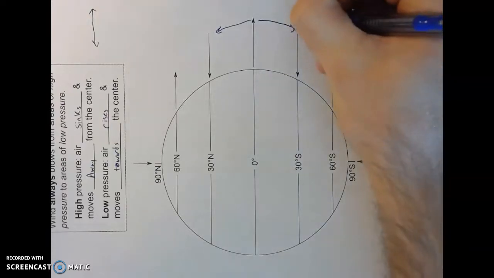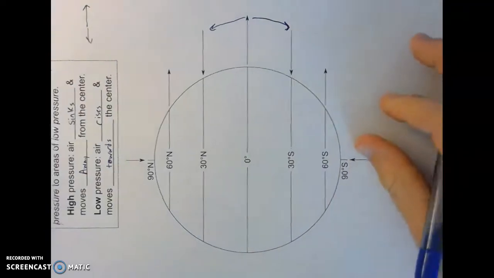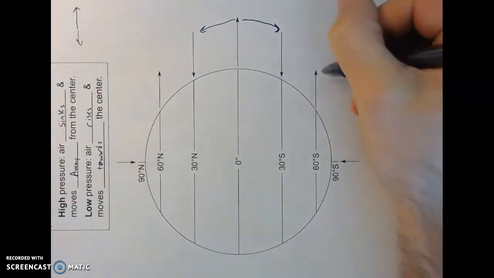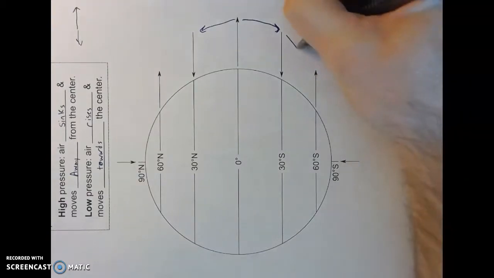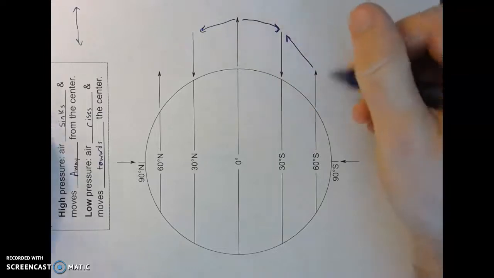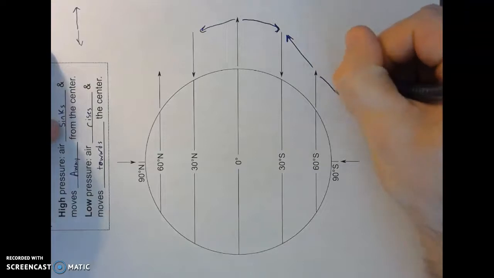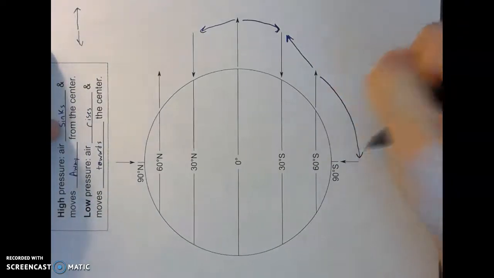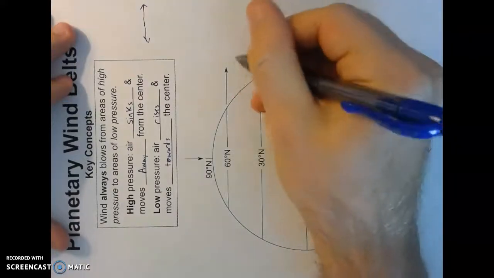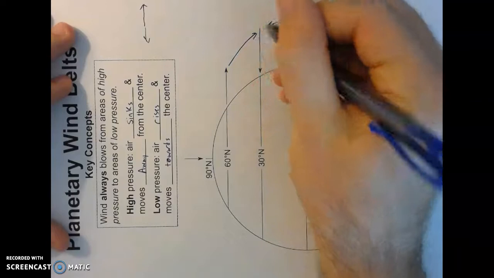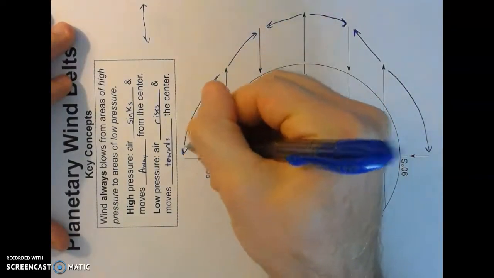Okay, so what I'm going to do is just go ahead and finish with these convection cells in the upper atmosphere. At 60 degrees south, that air is also rising. So it's going to spread away from 60 degrees south. It's going to go up towards 30 south and down towards 90 degrees south. It's going to do the same thing in the northern hemisphere. Air is rising at 60 north. It's going to move towards 30 north and up towards 90 degrees north there.